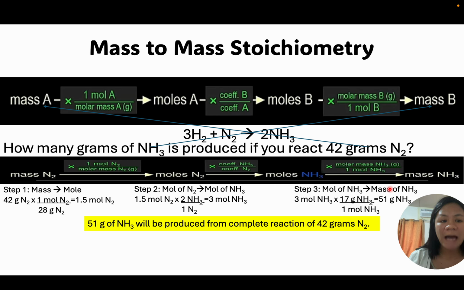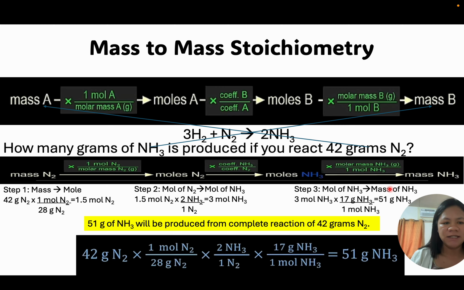So to summarize what happened from step 1 to 3, here it is. Our given is 42 grams of nitrogen, and we find its molar mass, which is 28 grams of nitrogen, and we put the 1 mole of nitrogen at the top, since this is what we are looking for. So this cancels. We get the answer of 1.5 moles of nitrogen. And this is a continuous process. You can use the step-by-step or you can use this direct one.